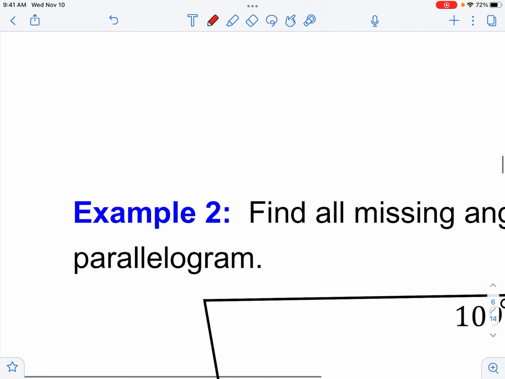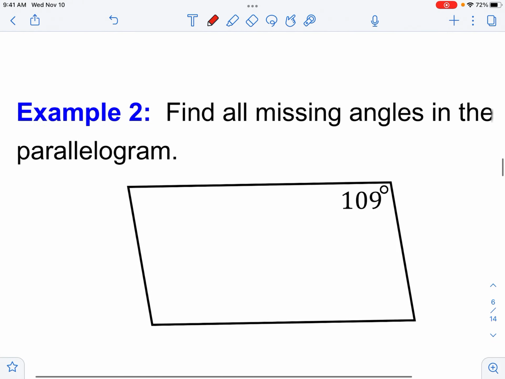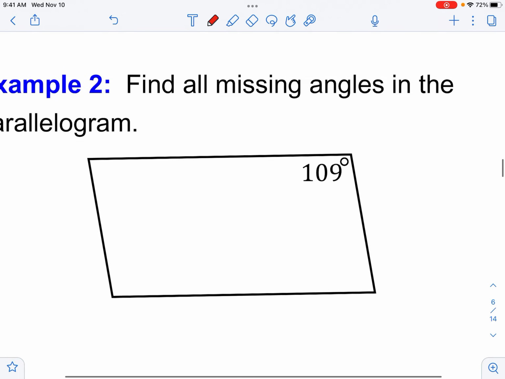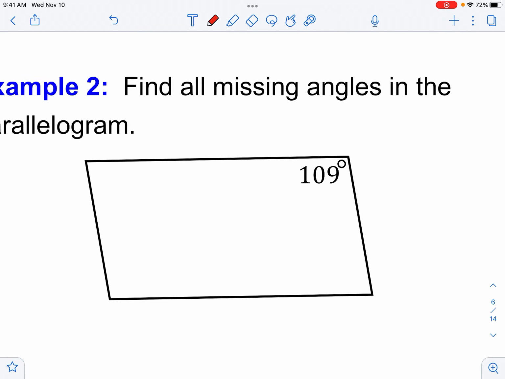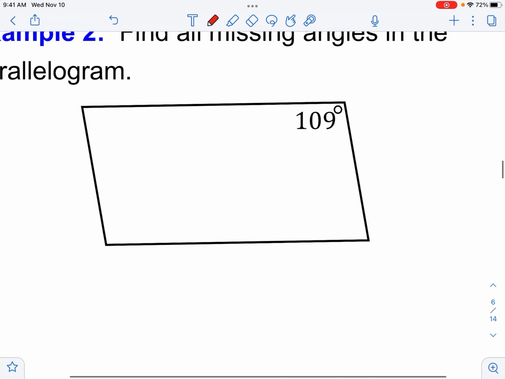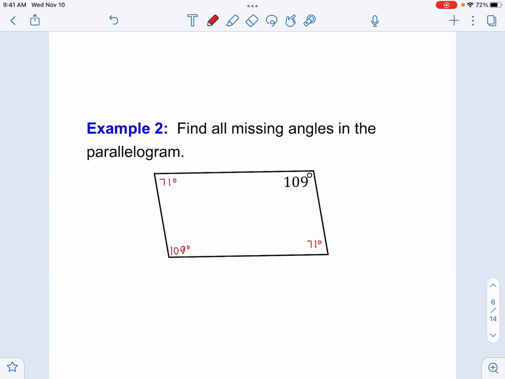All right, next one, it says find all the missing angles in the parallelogram. So instead of doing the parallel lines and figuring them out again, let's just use what we've learned from the last problem. This is 109 degrees because opposite angles are congruent, and then the angles next to each other are supplementary. 180 minus 109 is 71 degrees. Opposite angles are congruent, 71 degrees.